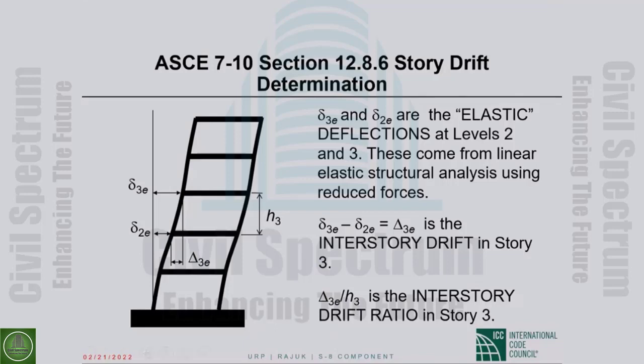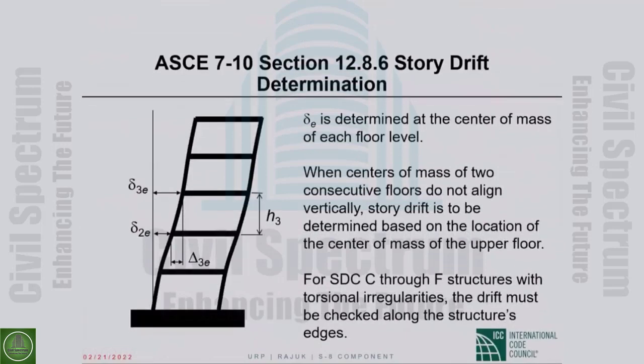I think at least in passing, I will discuss this with you. Delta sub E is typically determined at the center of mass of each floor level. When torsion is not pronounced, that's what we do. Delta sub E is determined at the center of mass of each floor level.